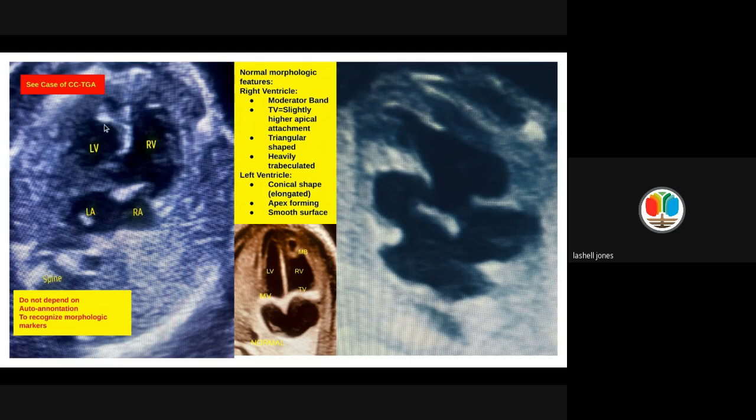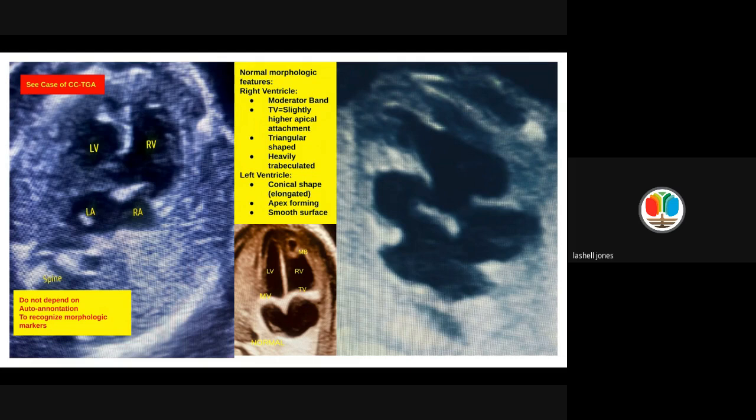The moderator band is a part of the right ventricle. Okay, so let's just discuss normal morphological features. Your right ventricle houses a moderator band. Another thing, the tricuspid valve is going to be a slightly higher apical attachment. It's going to be triangular shape, and it's going to be heavily trabeculated.